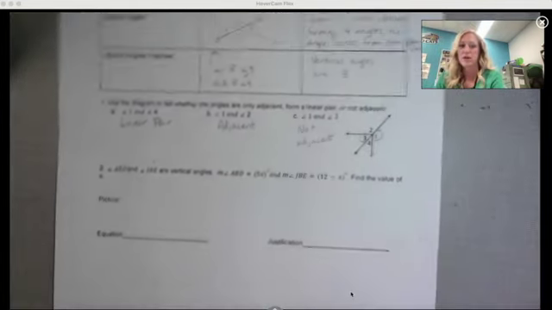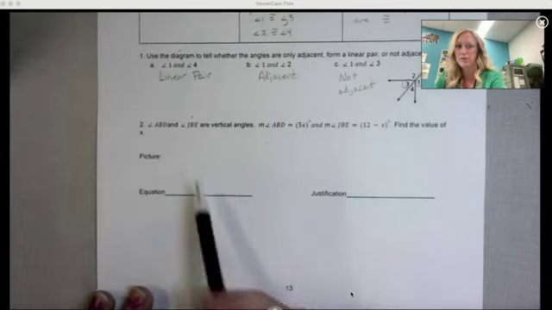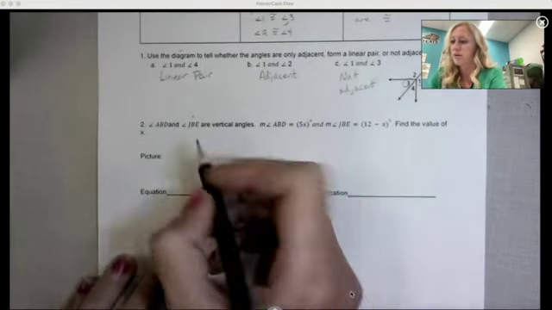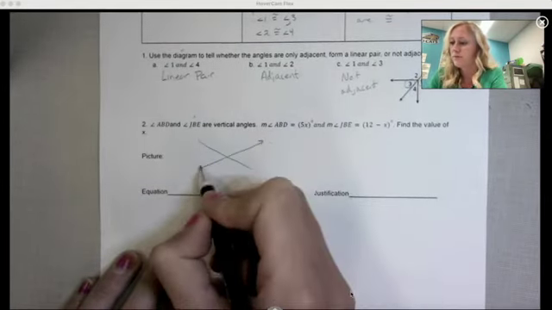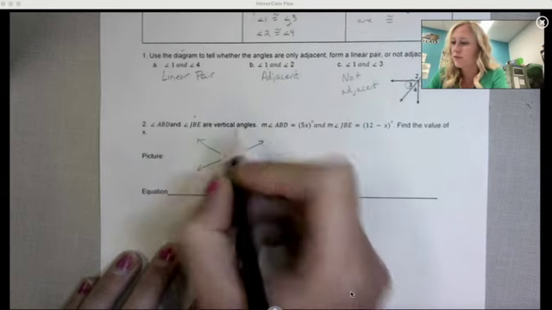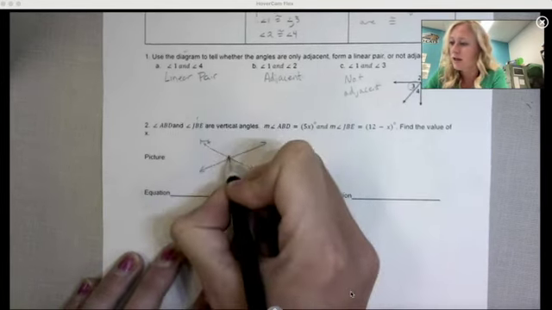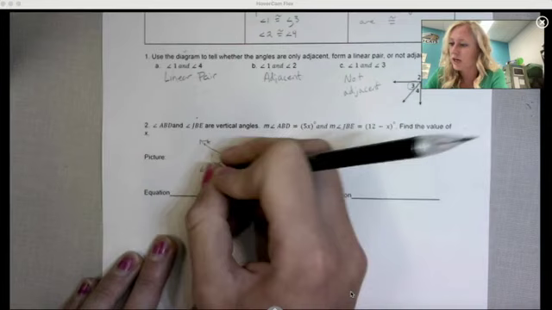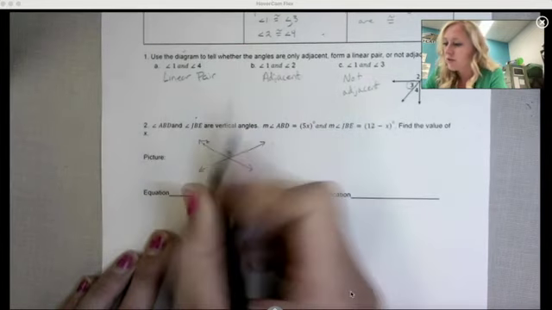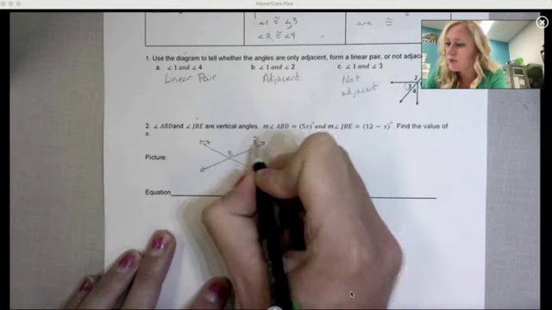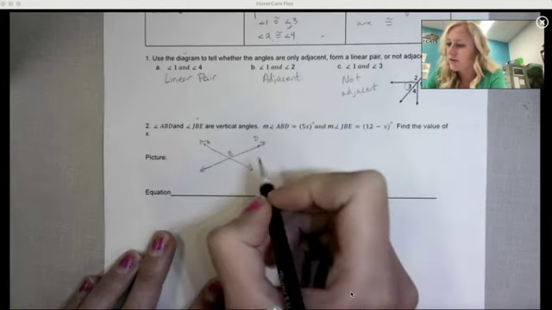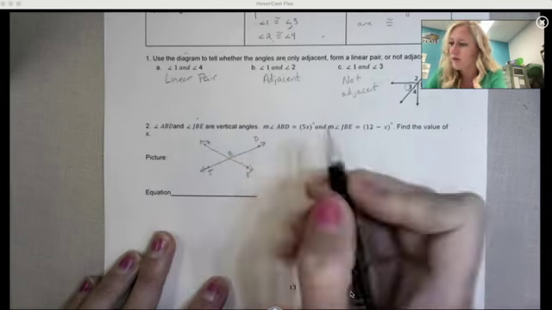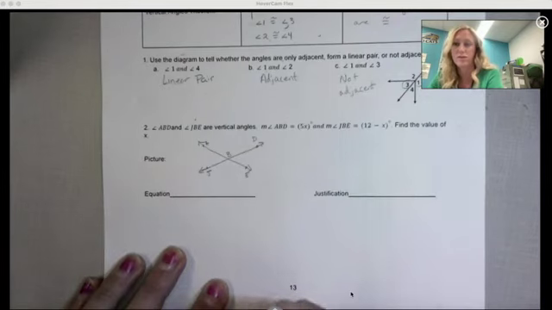All right, now we have problem 2. We're talking about two angles. Angle ABD and JBE are vertical angles. So let's go ahead and set up a picture there. We've got A, B, D, and I'm going to use the top just so it's easier to see. So I'm talking about this angle and this angle, which are vertical angles, and JBE are vertical. So they're across from each other when I have those lines intersecting.